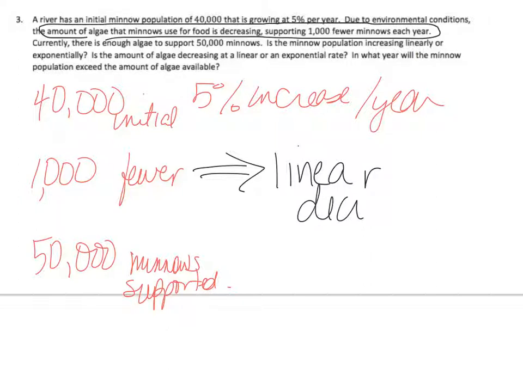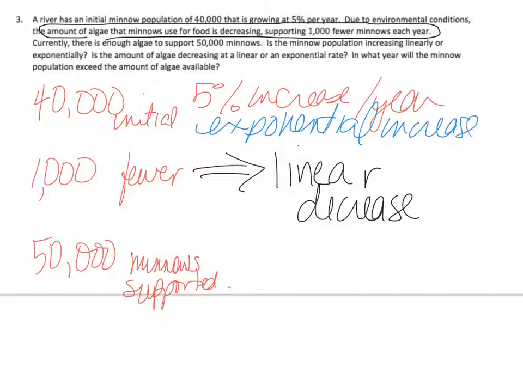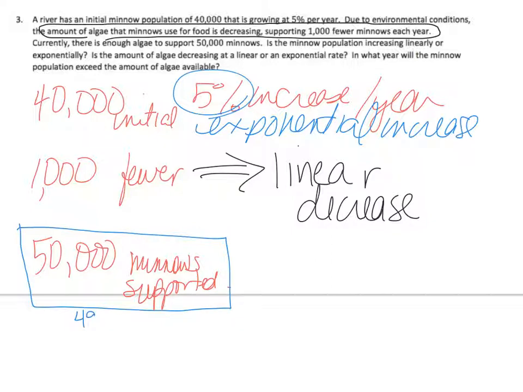Linear decrease, right? The minnow population, on the other hand, is an exponential increase. Whenever you talk about a percent increase each year, that would be exponential growth. Let's see, so I can currently support 50,000 minnows, which means next year I would be able to support 49,000 minnows. The next year, 48,000 minnows, etc.